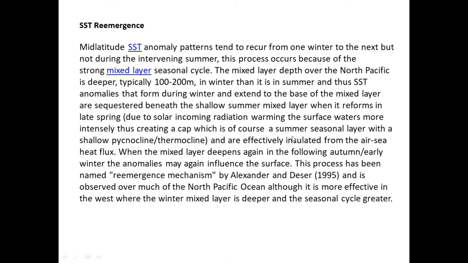So in essence, you're going to get a summer seasonal layer with a shallow pycnocline/thermocline in addition to the deeper pycnocline/thermocline. And that creates a little bit of an insulation from the air-sea heat influx. When the mixed layer deepens again in the following autumn, early winter, the anomalies again influence the surface. That's been called the reemergence mechanism, from the Alexander and Deser 1995 paper. Observed over much of the North Pacific Ocean, although it's more effective in the West, where the winter mixed layer is deeper and the seasonal cycle greater.